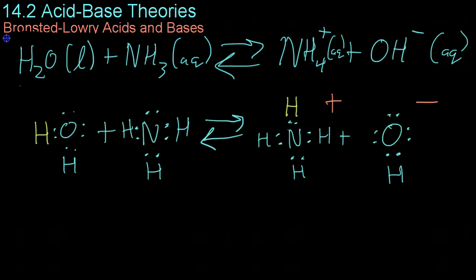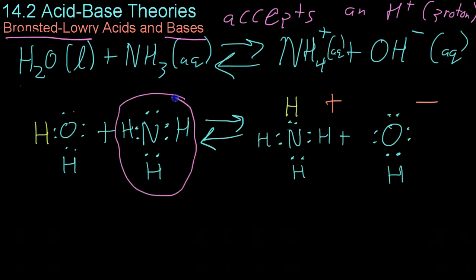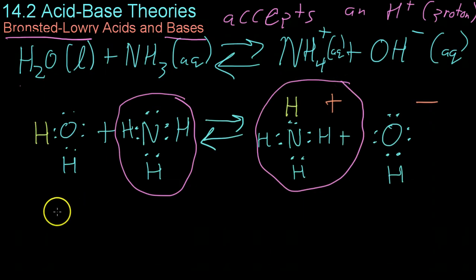Moving on now, the definition of a Bronsted-Lowry base is anything that accepts an H plus ion or just a proton, if you're strictly speaking. In this example, the Bronsted-Lowry base would be this ammonia right here, because it takes on this lone proton to become the positive ammonium.